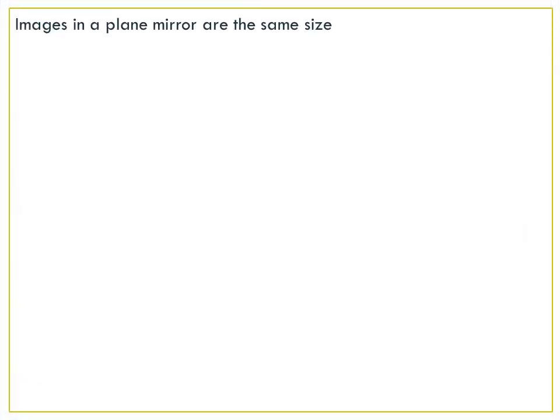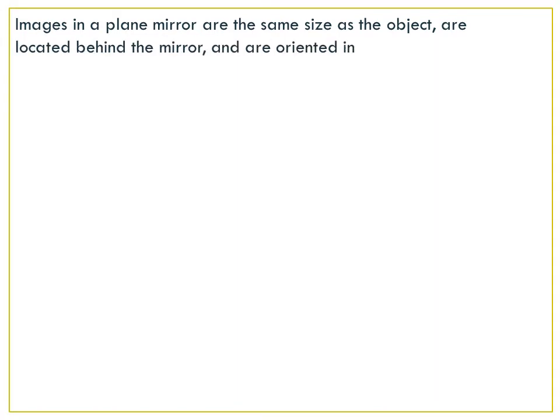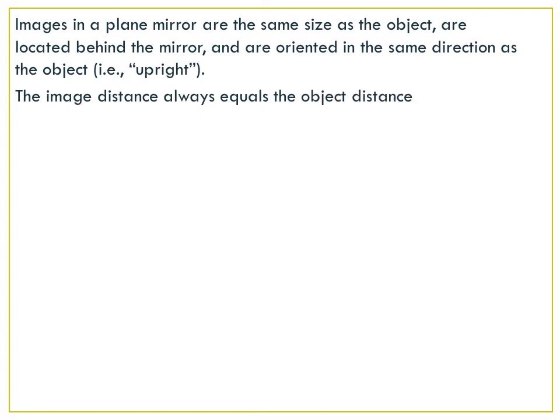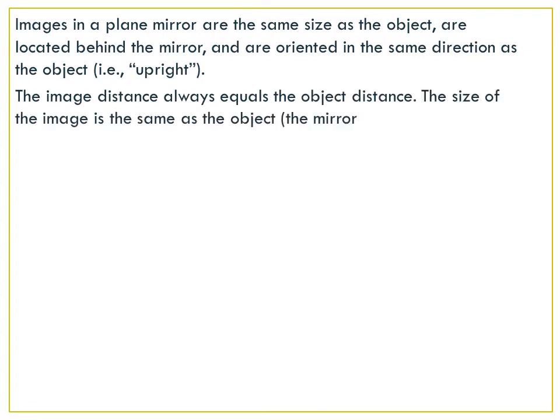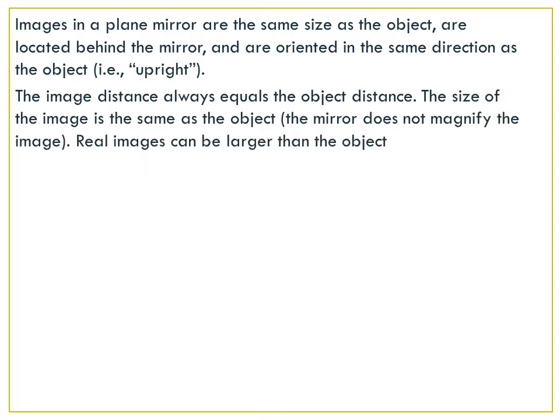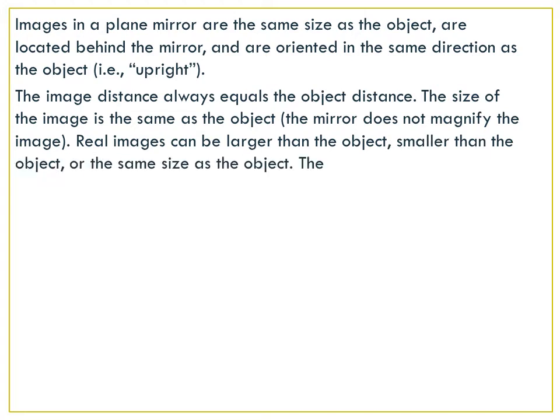Now what did we see about the incident ray and refracted ray? Today we'll see how images in a plane mirror are the same size as the object, located behind the mirror and oriented in the same direction as the object, that is, in the upright position. The image distance always equals the object distance. The size of the image is the same as the object. The mirror does not magnify the image.